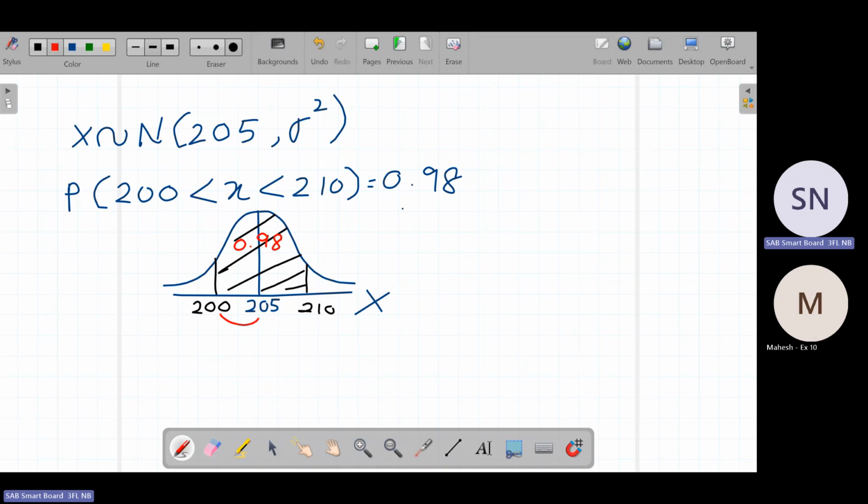Then what is the difference between these two values? 5. What is the difference between these two values? 5. Then tell me what is the probability of one area? Totally 0.98. Then what is the probability in this area? 0.49. Why? These two are the equal parts. Right? The gap is same, 5, 5. Then one side is 0.49. Is it valid?